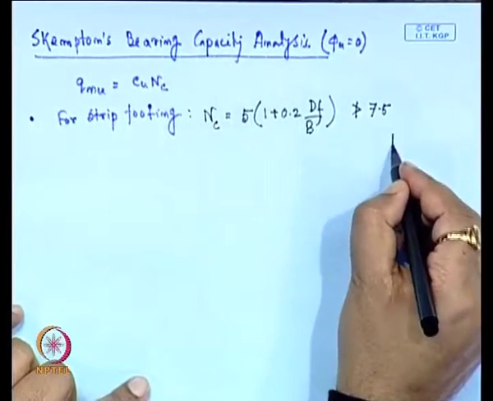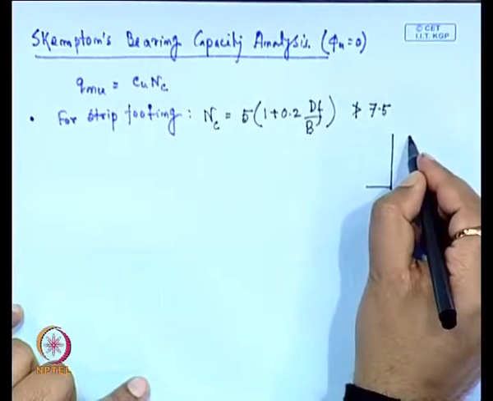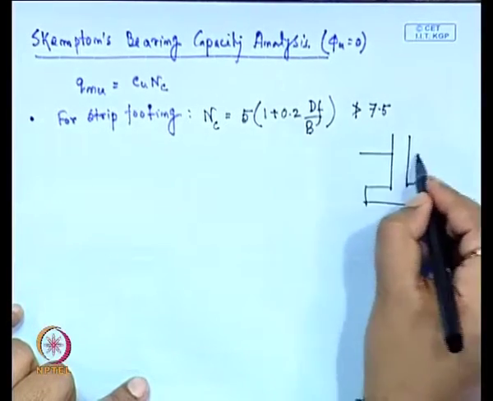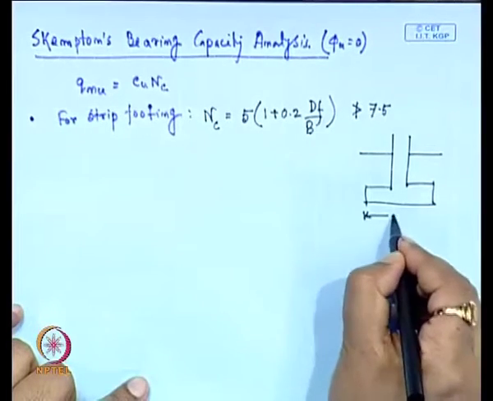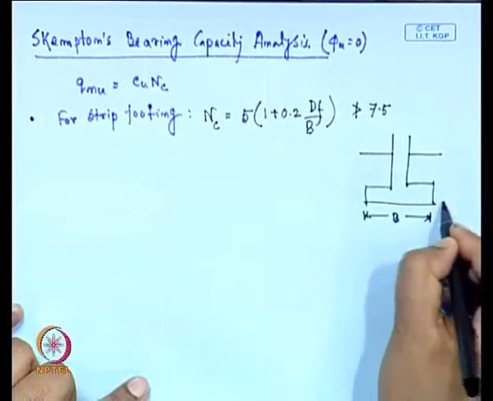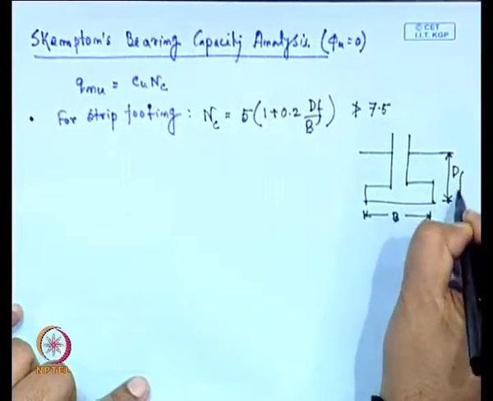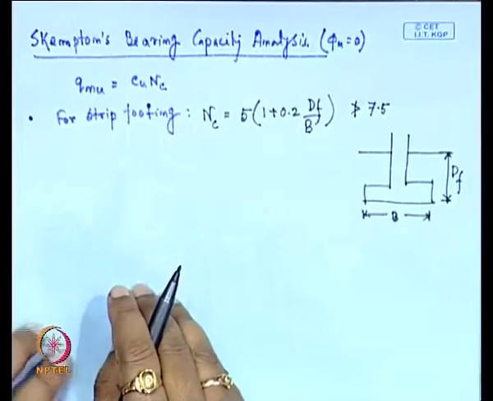As we know, if this is the foundation, then this will be the B width of the foundation and this one will be the depth of the foundation.